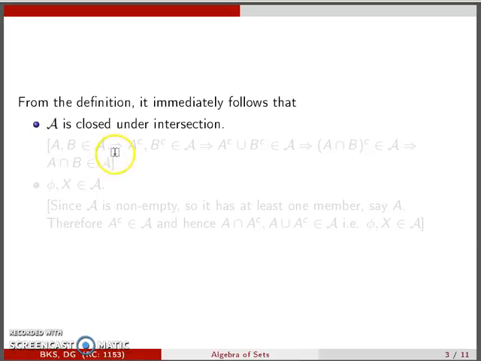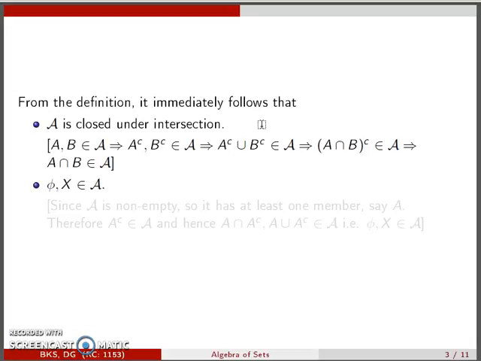From the definition, it's very clear that A is closed under intersection. Try to show it by pausing the video. The proof is very simple. If any two elements are in this algebra script A, then by definition their complements are also in script A, and the union of those complements is again in that algebra script A. But the union of those complements is nothing but the complement of their intersection. And by virtue of being an algebra, that means the intersection A intersection B is in script A.